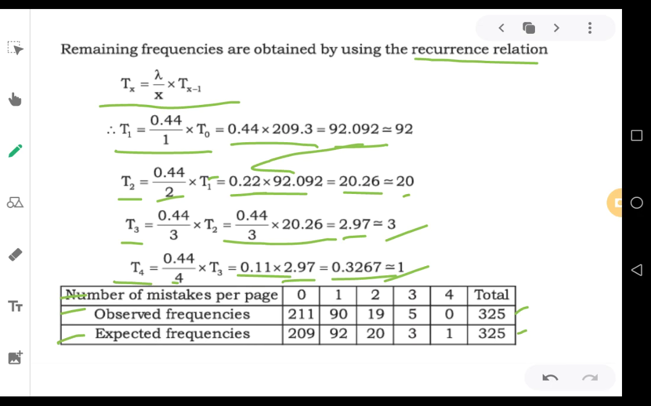You should learn the recurrence relation formula for the Poisson distribution. It's pretty simple. Tx equals lambda by x into Tx minus 1. Tx minus 1 is very simple. When you are calculating T1, that is T0. When you are calculating T2, it will be T1. So the previous theoretical frequency answer, that's it. So practice this on paper, and if you have any doubts, you can just reach out to me.